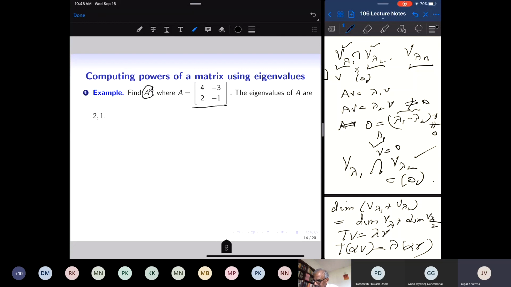First find the eigenvalues of this matrix. They happen to be 2 and 1. Take the corresponding characteristic polynomial, the determinant of x minus 4, 3, minus 2, x plus 1. When I put x equal to 2 and x equal to 1, this becomes 0. So 2 and 1 are eigenvalues of this matrix, and these are two distinct eigenvalues. So the corresponding eigenvectors are going to be linearly independent, and this matrix is diagonalizable at once.